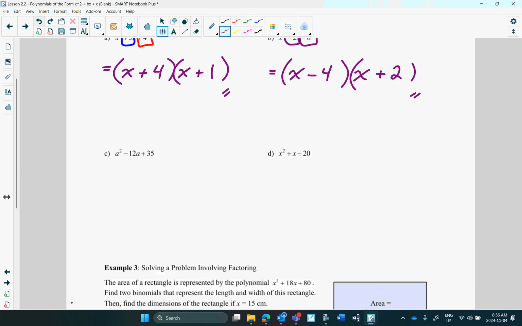Try the next two. And for D, notice there's not a number in front of this, but what number is actually there? 1. So keep that in mind.